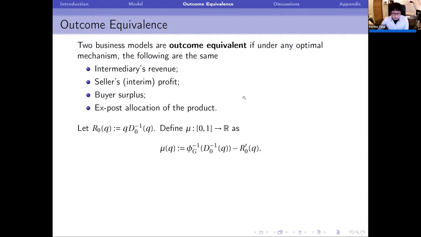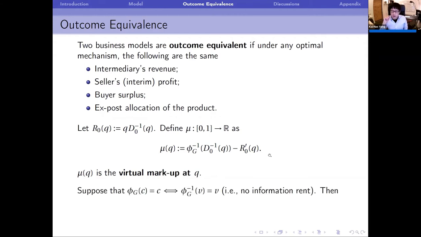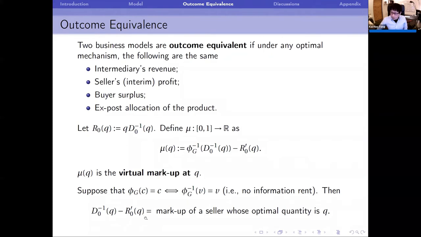Okay, so basically everything. And let R naught denote the usual revenue function as a function of quantity induced by the demand D naught. And define this mu function as the following. So that mu of Q is the inverse of the virtual cost function evaluated at the inverse demand minus the marginal revenue at Q. Okay, I'm calling this term the virtual markup at Q. The reason is, if we first, for a moment, suppose that there's no information rent, so that the virtual cost equals the actual cost, then the inverse of the virtual cost function equals the identity function. In that case, mu of Q becomes just the inverse demand minus marginal cost.